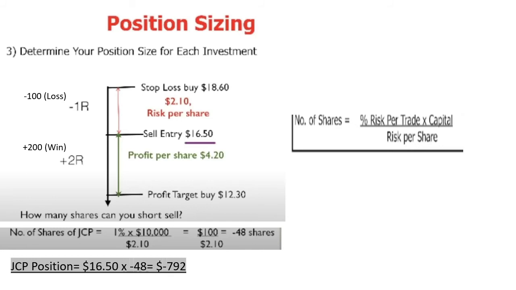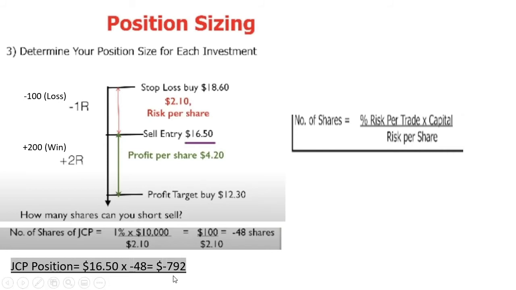An uneducated risk. So for the JCPenney position, we got in at $16.50 times our 48 shorted shares, which gives us $792. So we paid $792 to short this position. And we are not going to risk this entire $792, right? That's where a lot of people have a misconception. The only thing we're risking is $100.